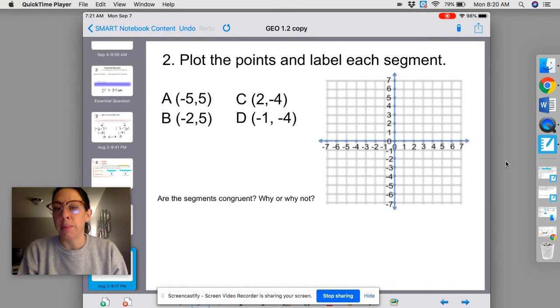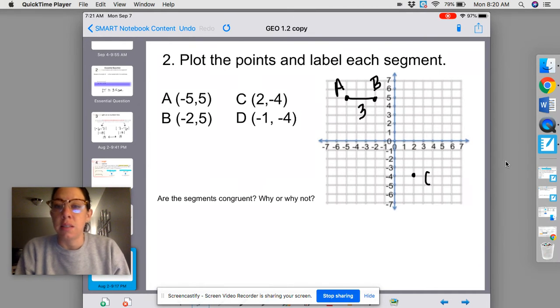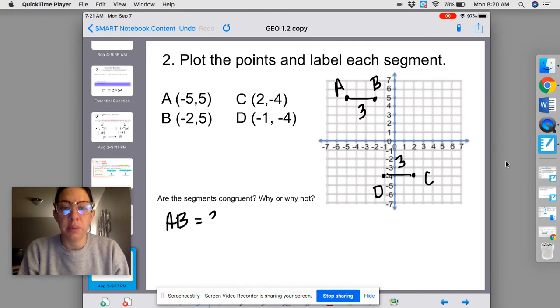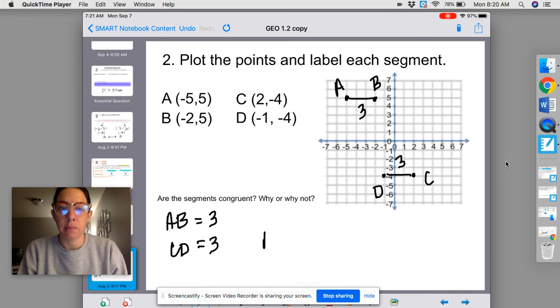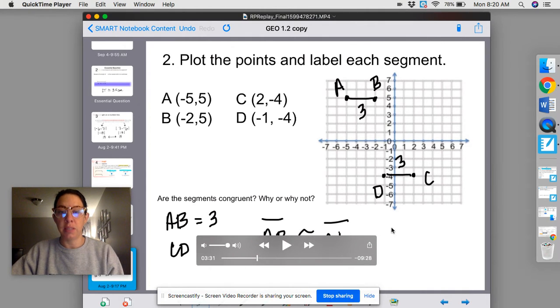All right, let's try it one more time and just see what happens with this guy. So A is at -5, 5. And B is at -2, 5. And that looks like it has a length of 3 again. And then C is at 2, -4. And D is at -1, -4. And it looks like this segment also has a length of 3. So the length of AB is 3. And the length of CD is 3. So since they have the same length, segment AB is congruent to segment CD.